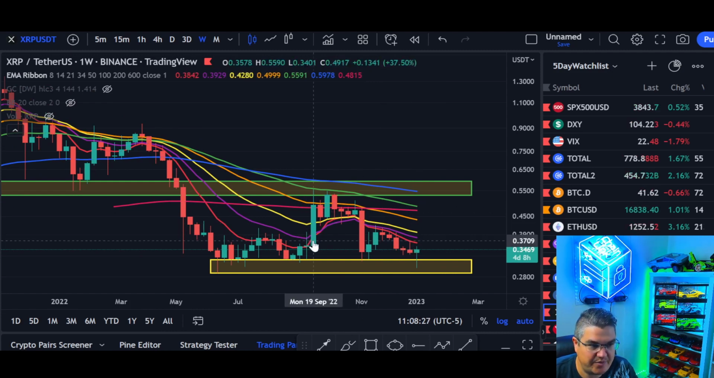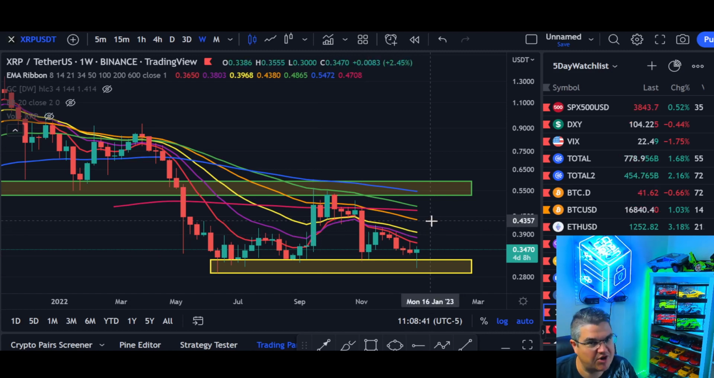And XRP, although it is capable of making excellent runs, and as you can see, not a lot of coins can just randomly go up 40% in a given week. XRP does do that because it has extreme volatility at times. It has a massive army behind it, and that's the plain and simple case for it.